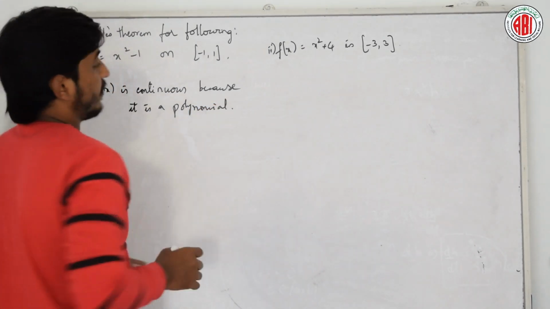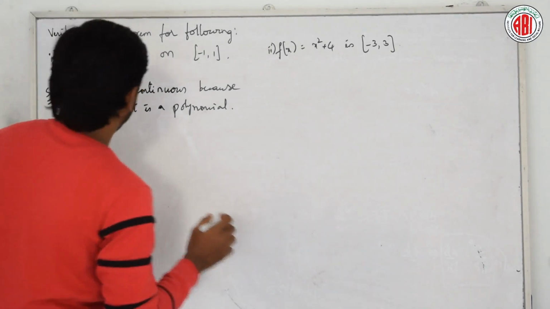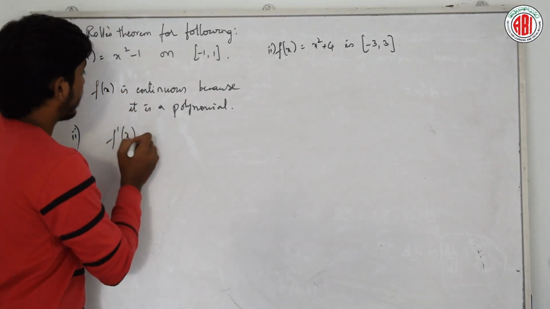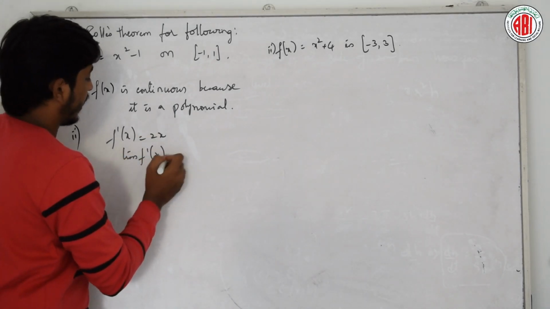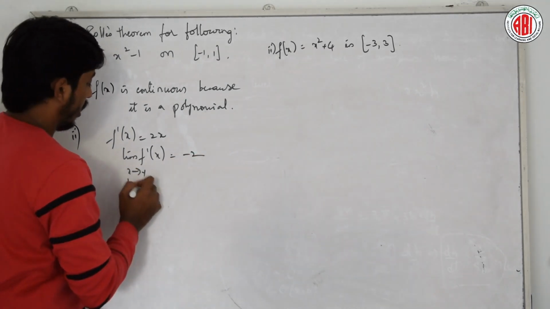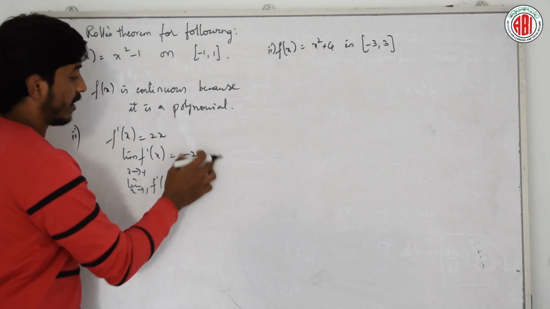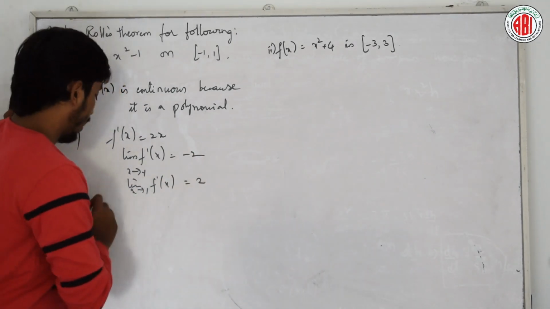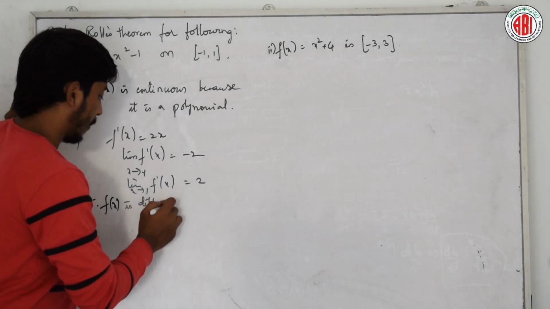Obviously it is differentiable also. Why? It is a polynomial, or else you can differentiate and check. f dash of x is equal to 2x. So the limit of f dash of x as x tends to minus 1 is minus 2, and the limit as x tends to 1, f dash of x is 2. Therefore, these are valid numbers. So, f of x is differentiable.